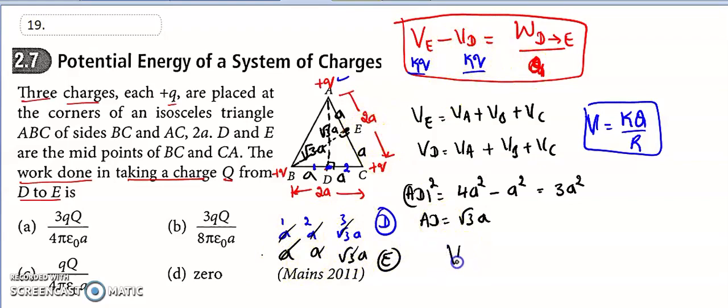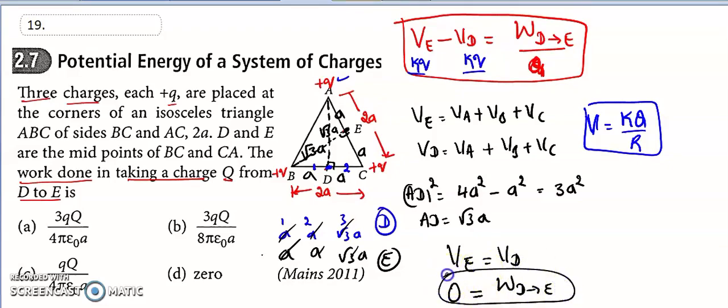The potential difference between VE is equal to VD, both are the same. So the potential difference is equal to 0. Work done from D to E is equal to 0. So what is the answer? The fourth option is the right answer for the 19th question.